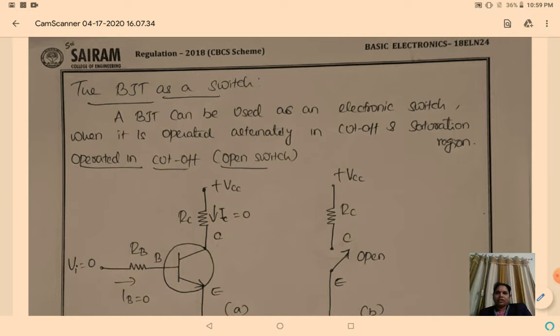In the last video, we learned how the BJT can be made to work as an amplifier. In today's class, we are going to make use of the BJT to act as an on or off switch. As I told you already, the transistor can be made to operate as a switch, provided we operate the transistor alternatively in cutoff and saturation region. So let us see how the transistor responds if I operate it in cutoff region.